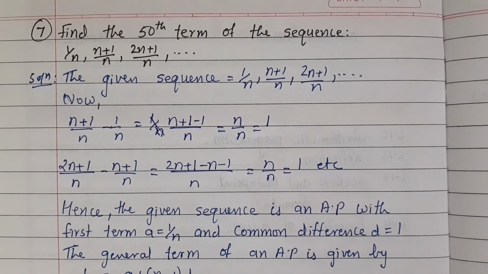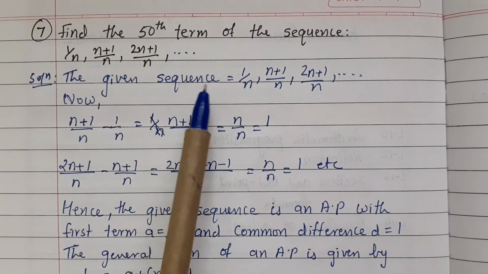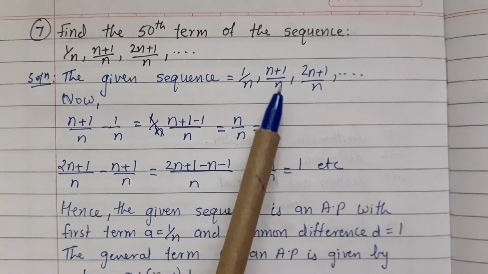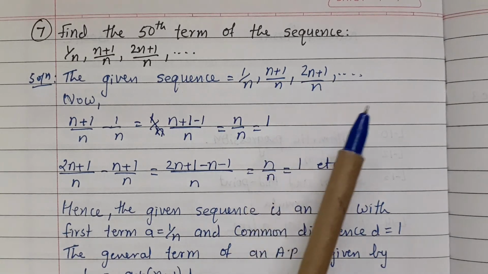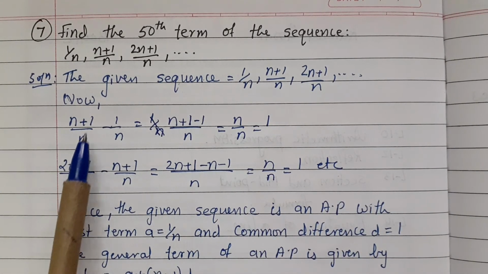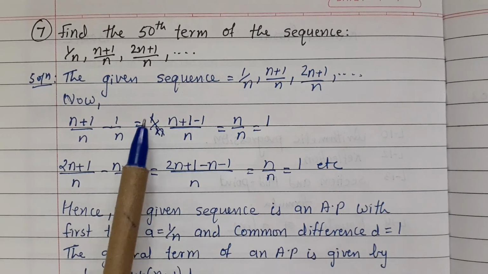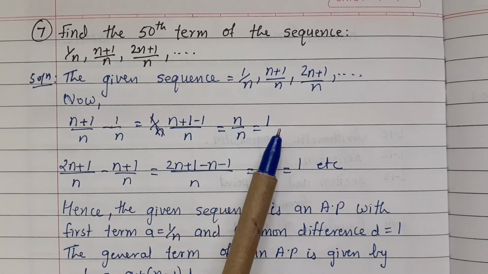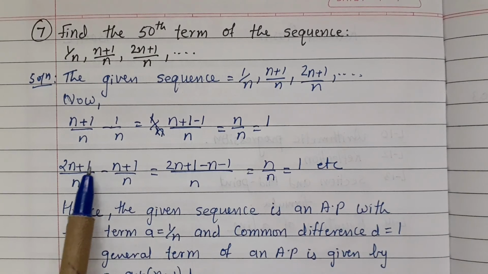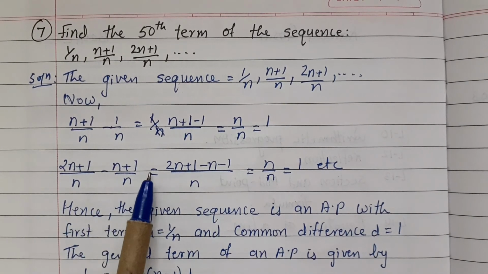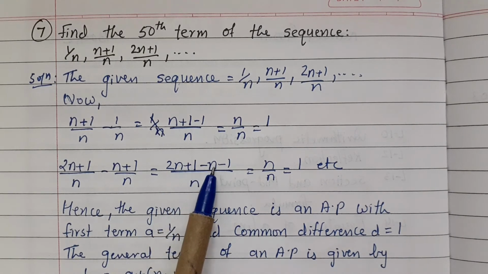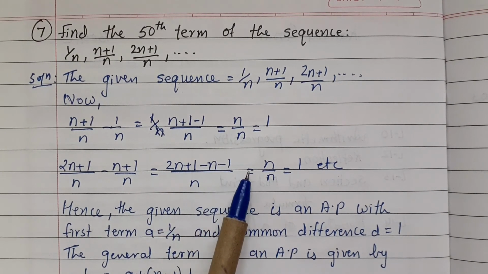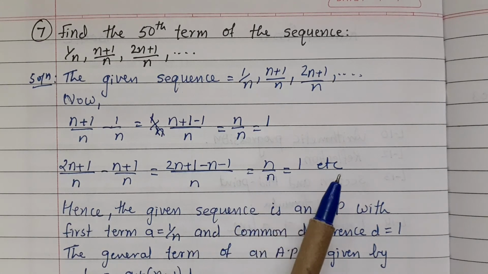Sum number 7. Find the 50th term of the sequence 1/n, (n plus 1)/n, (2n plus 1)/n, and so on. The given sequence equal to 1/n, (n plus 1)/n, (2n plus 1)/n, and so on. (n plus 1)/n minus 1/n equal to (n plus 1 minus 1)/n equal to n/n equal to 1. (2n plus 1)/n minus (n plus 1)/n equal to (2n plus 1 minus n minus 1)/n equal to n/n equal to 1, etc.